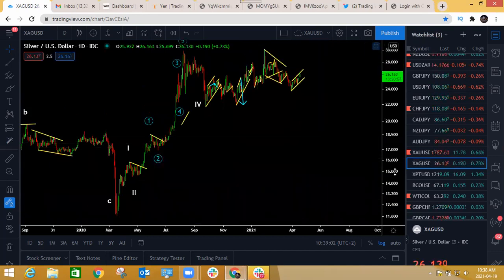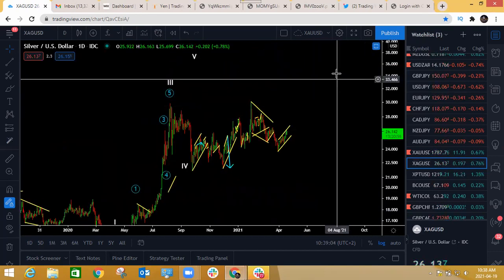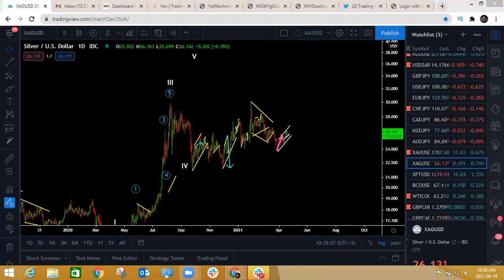Silver is pushing up higher. Now, because of the push to the upside with gold, it looks like silver may be starting a diagonal as well for more upside.